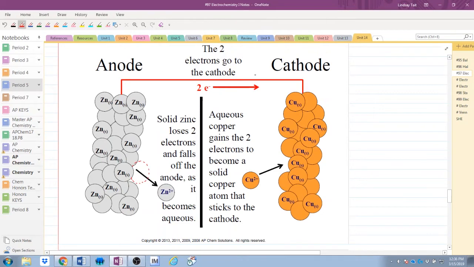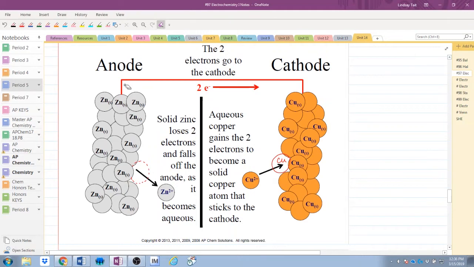And then likewise over here, once these 2 electrons get here, now you have 2 extra electrons. So when a copper 2+ ion bumps into it, guess what? It takes those 2 extra electrons, and now it forms a solid copper atom. That's how the electron transfer happens, through this wire. We'll talk a little more about voltage and why it goes through the wire, but that's what's happening.